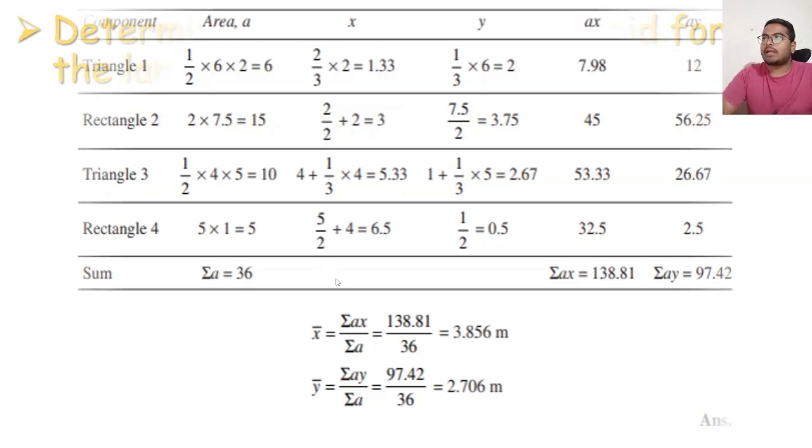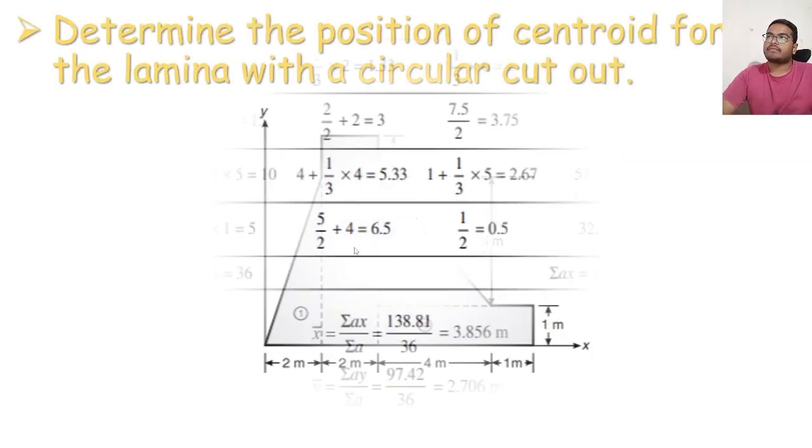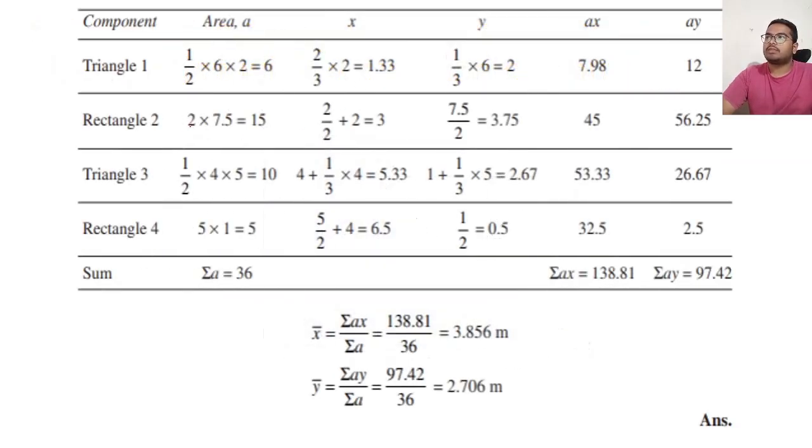Same goes for rectangle 2. This is rectangle 2. Your depth is 7.5, that is 1.5 plus 5 plus 1, which sums up to 7.5 as your depth. And the breadth is 2 meters, which is here. Breadth into depth, that is 15.